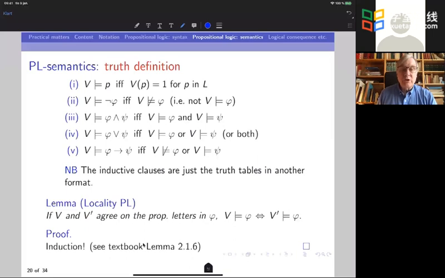When is the negation true? Well, if and only if the unnegated formula is not true. When is the conjunction true? Well, if and only if both the conjuncts phi and psi are true. When is the disjunction true? If and only if at least one of the disjuncts phi and psi is true. When is an implication true? Well, here's one way to put it. It's true if either the antecedent phi is not true, or the consequent psi is true.